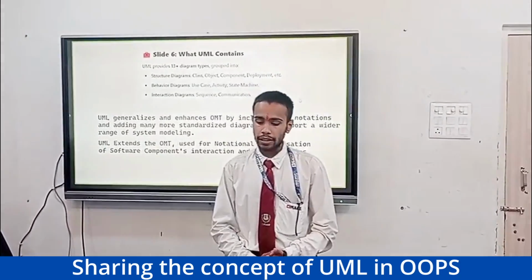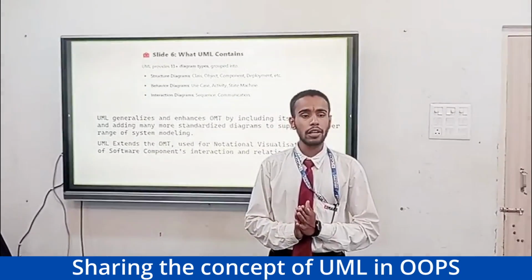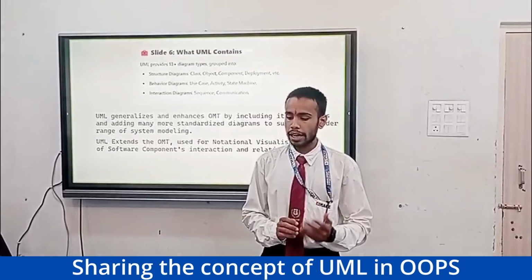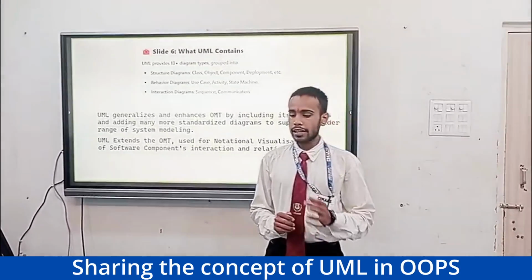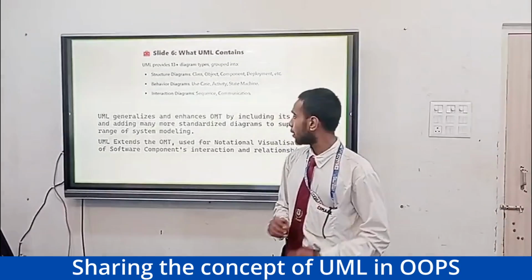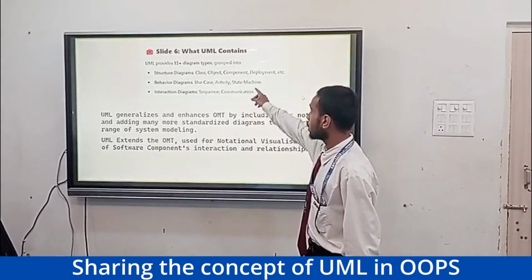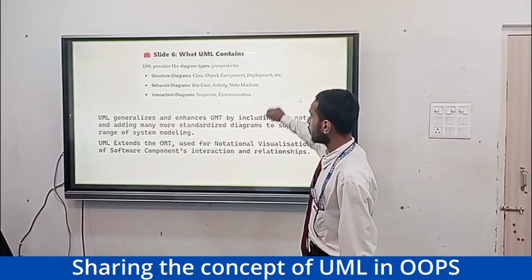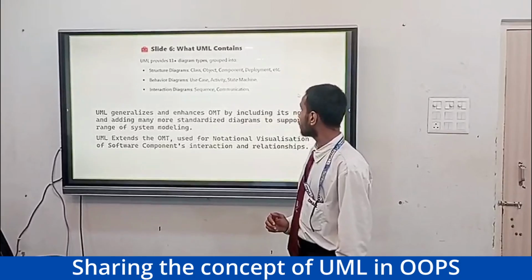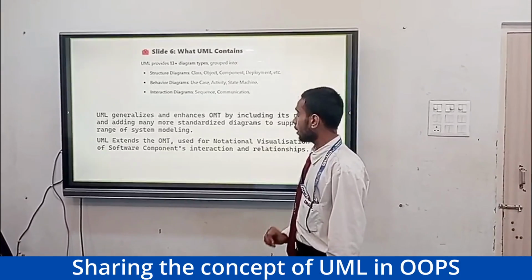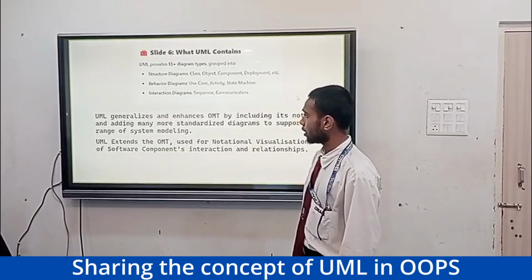What does UML contain? UML contains all the diagrams under OMT as well, and there are more diagrams, nearly 13 plus diagrams under it. It contains structure diagrams, behavior diagrams, and the interaction diagrams. Under structure diagrams, there are class, object, component, and deployment diagrams. Behavior diagrams are use case, activity, and state machine diagrams. Interaction diagrams contain the sequence and communication diagrams.